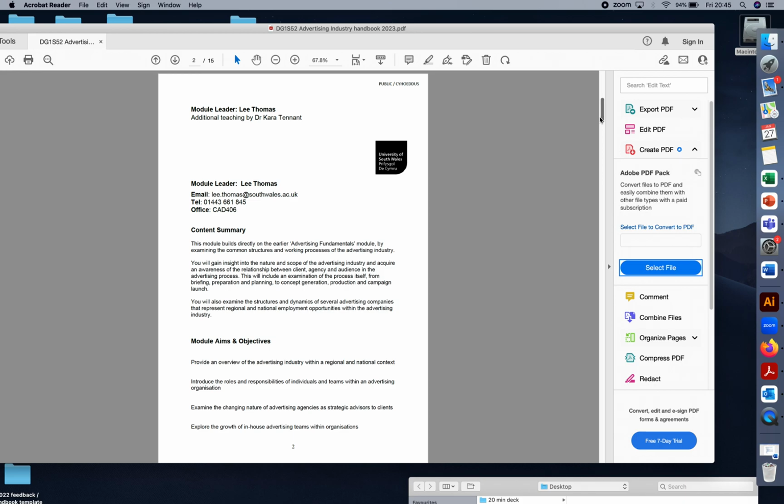So we're looking at common structures in the advertising industry. We're looking at the relationship between the client, the agency, and the audience. So again, we can do various workshops and lecture content to build around the actual assignment briefs. And then it also says that you will talk about the dynamics and structure of advertising. So we're looking at agencies, both locally and nationally.